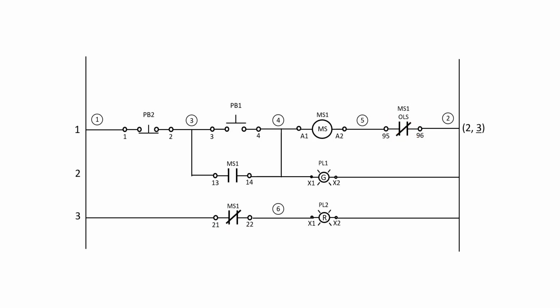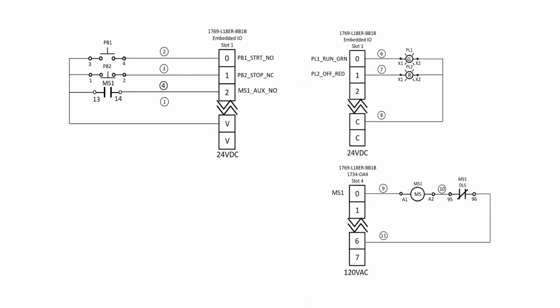As for output devices, we'll wire the motor starter coil, MS1, and the 2 pilot lights, PL1 and PL2. The next step is to generate a wiring diagram. This document will establish which terminals on the PLC our real-world field input and output devices will be connected to.